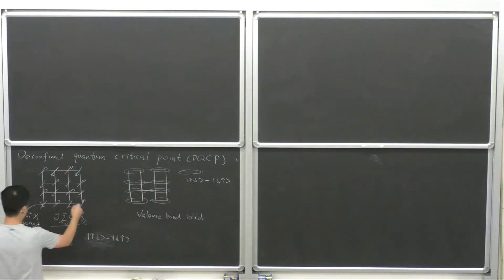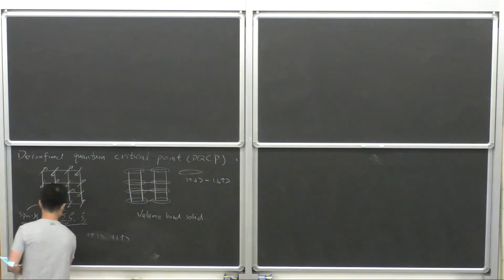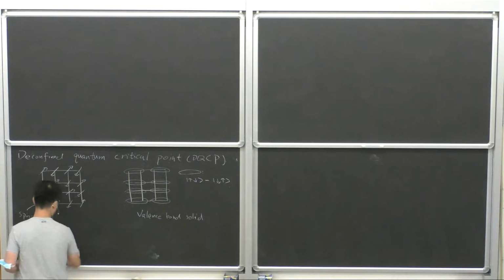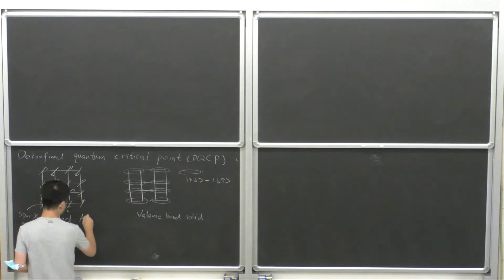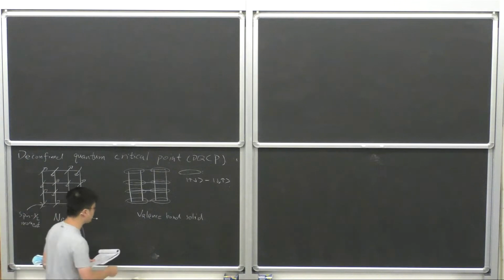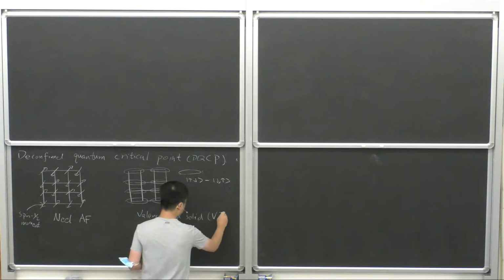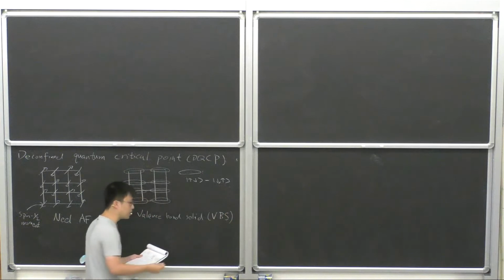Okay, sorry. This magnetic state is sometimes called Néel or collinear antiferromagnet. I'll just call it antiferromagnet or sometimes Néel. So this is VBS. It's sometimes also called dimer order.